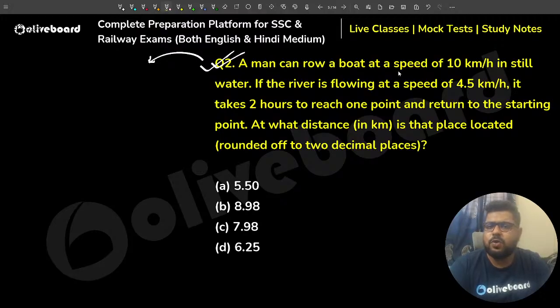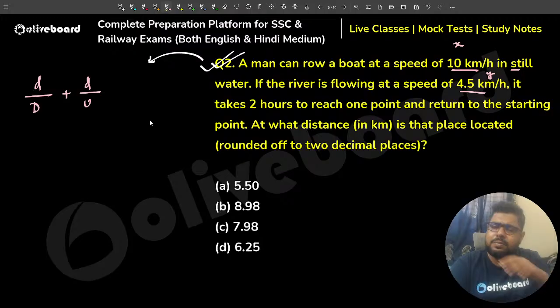A man can row a boat at still water speed x, and the river is flowing at speed y. It takes 2 hours to reach one point and return to the starting point. At what distance is that point located? Sir, if he visits one point, he goes that distance in downstream speed and the return journey will be upstream, or the onward journey is upstream and the return journey downstream. Both ways, one downstream, one upstream. So it takes 2 hours to reach that point and come back.